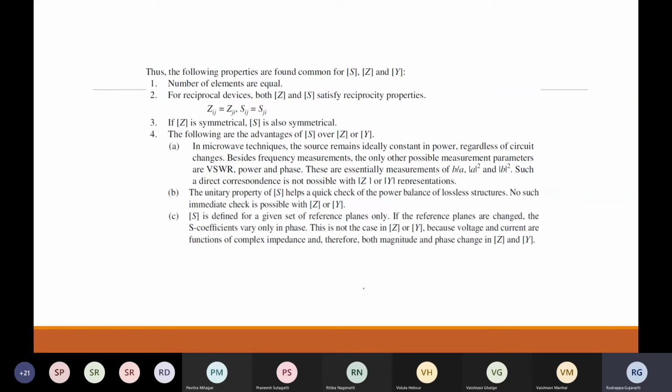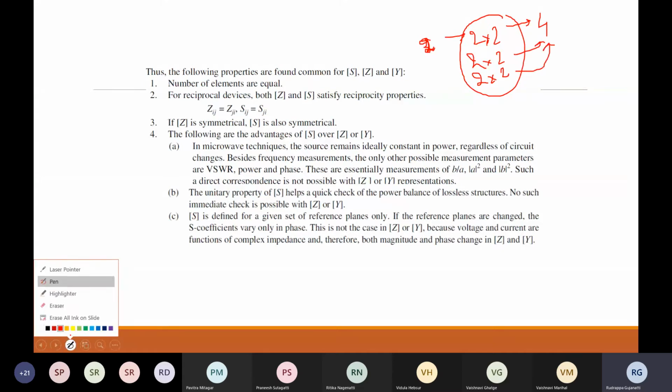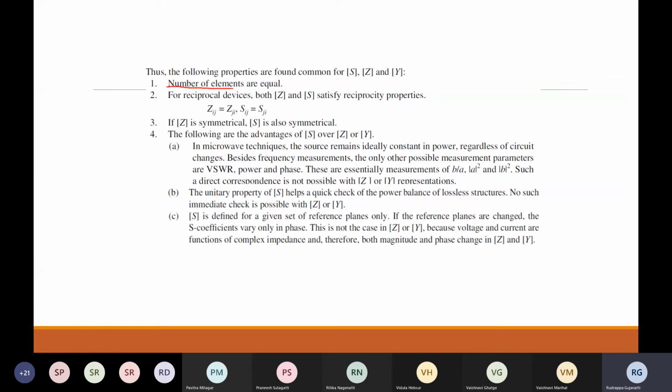In the next part, we'll discuss the properties which are common between the S, Z, and Y matrices. If I have a two-port network, the S matrix will be of size 2 by 2, the Z matrix also will be of size 2 by 2, and the Y matrix also will be of size 2 by 2. So what is this indicating? In each case, the S matrix will have 4 elements, the Z matrix will have 4 elements, and the Y matrix also will have 4 elements. That is what is specified over here.